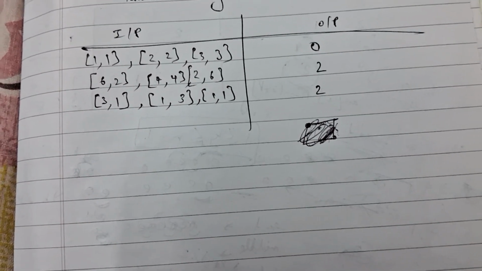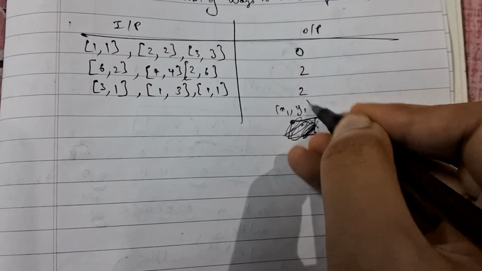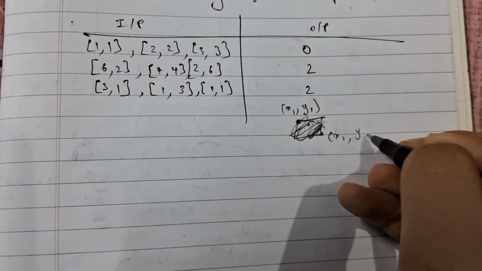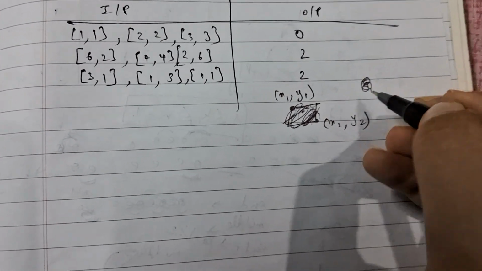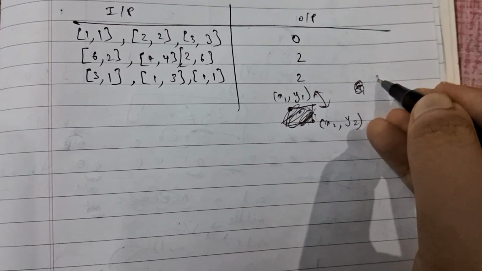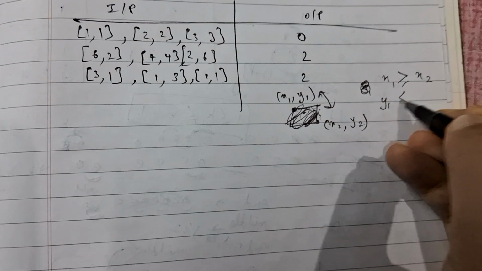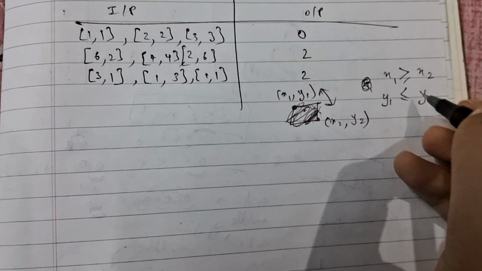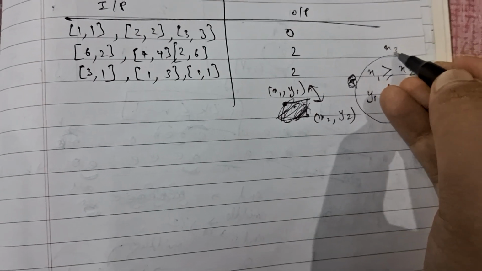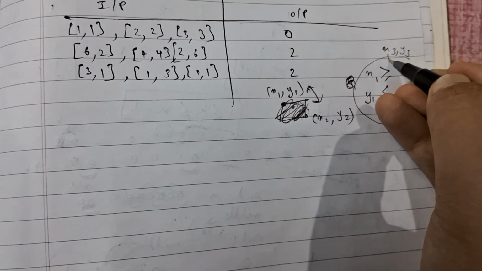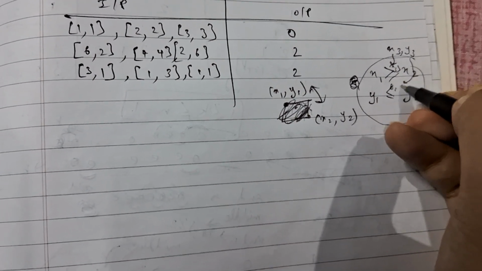So how can we do it? If this is x1 y1 and this is x2 y2, or maybe vice versa, then if x1 is greater than or equal to x2, y1 should be less than or equal to y2. That is the condition that needs to be satisfied, and there should be no other point x3, y3 such that x3 lies in this position, or y3 lies in this position.